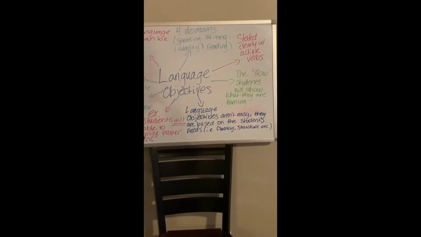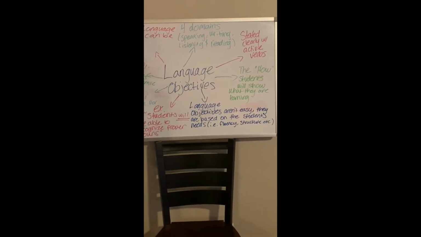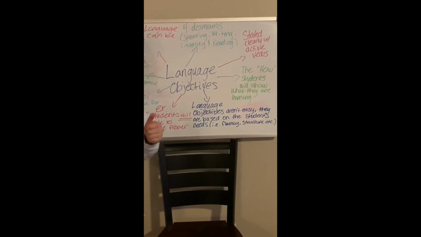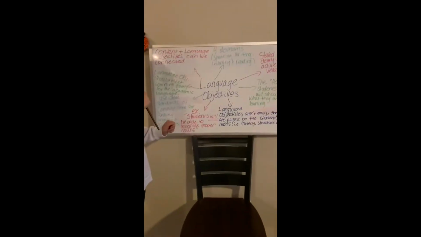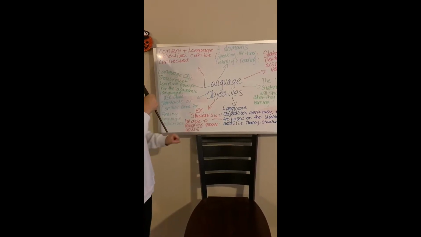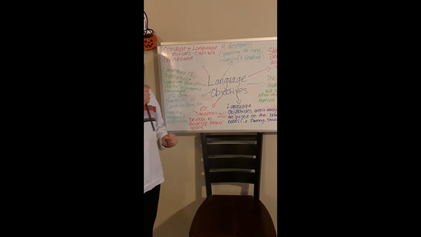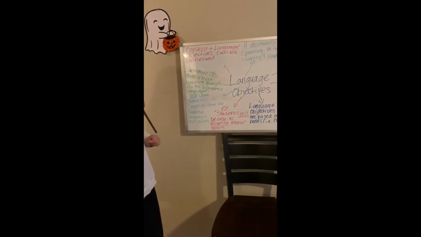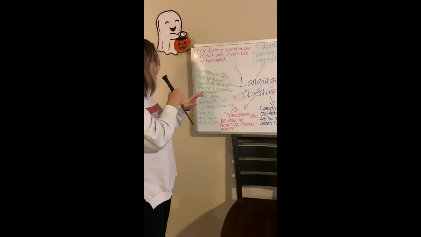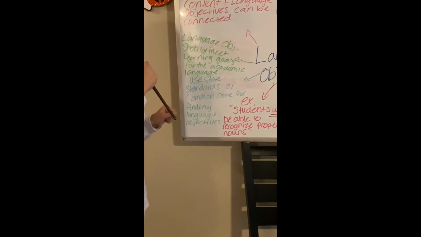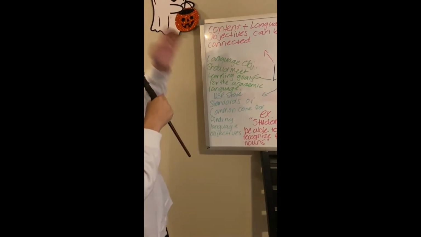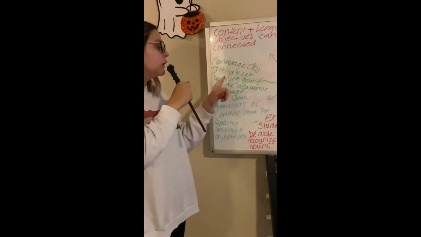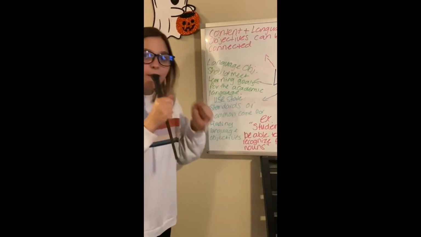Now, sadly, language objectives aren't easy. They are based on the student's needs, which can be fluency, grammar, and so on and so forth. An example of a language objective will be students will be able to recognize proper nouns. And then to find language objectives, you can go to your state standards or use Common Core for finding accurate language objectives. Language objectives should meet learning goals for academic language.